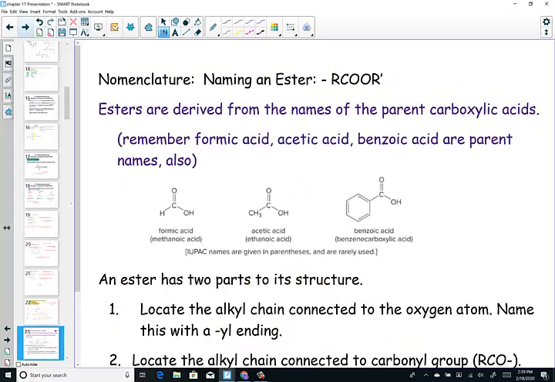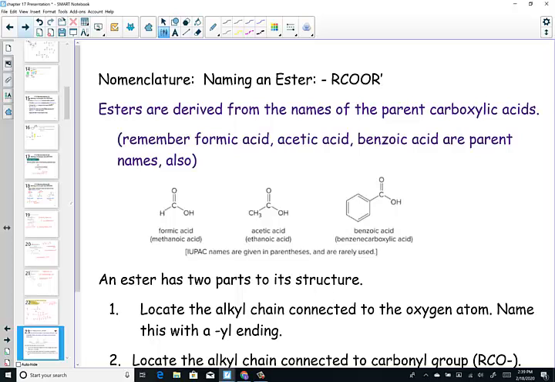Let's turn our attention to a second functional group, practice naming esters, the RCOOR. Now the esters are derived from the names of the parent carboxylic acids. Remember formic acid? We should draw that again because repetition helps remember. Draw in formic acid. That's a 1-carbon carboxylic acid. Second one we should remember is acetic acid. And the third is benzoic acid.